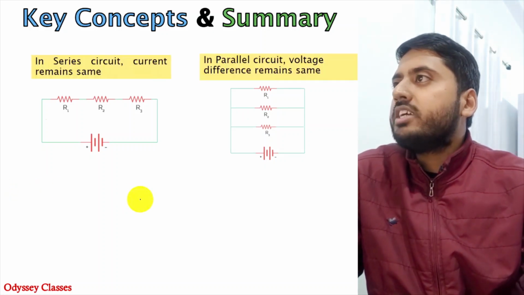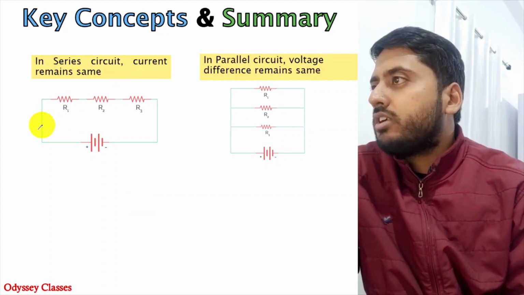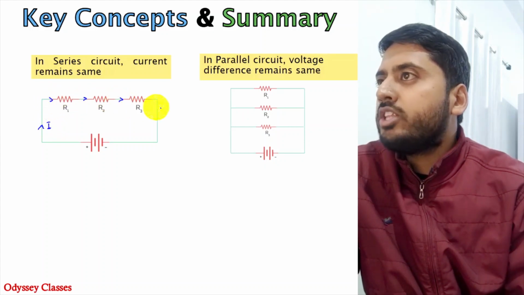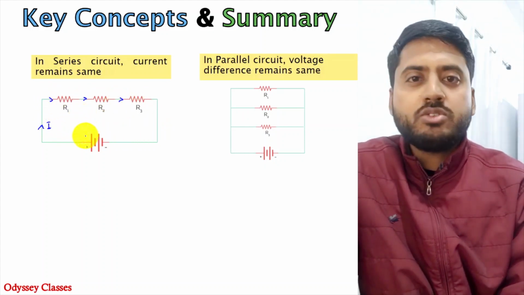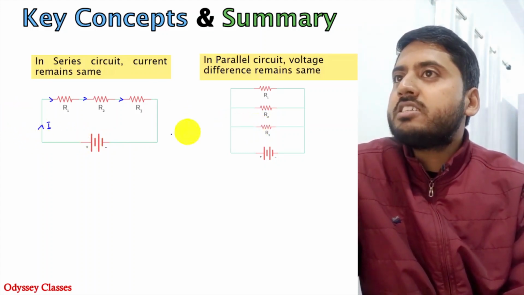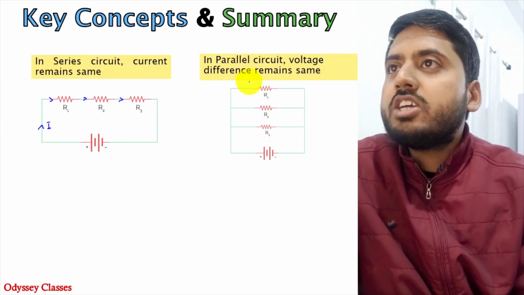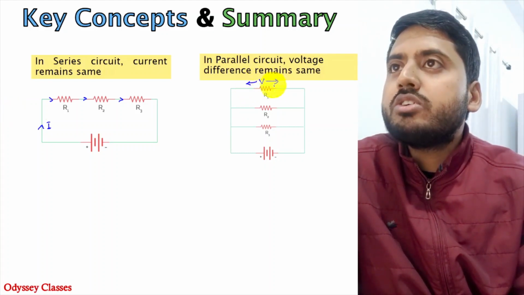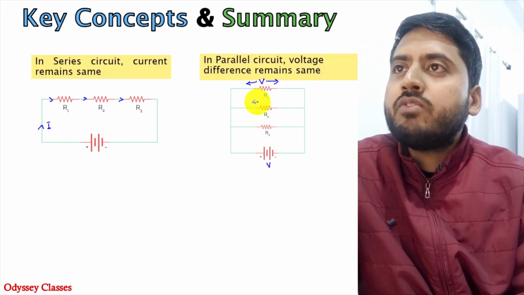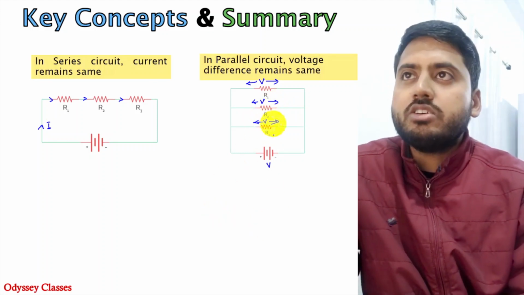The first point is, in a series circuit, current remains the same. Whatever is the current flowing in the circuit, the same current will be flowing through each resistor because there is only one path. Whereas in case of a parallel circuit, what remains the same is not the current, but the voltage across each resistor. If I call this Vs, then the same voltage will be applied across each resistor.